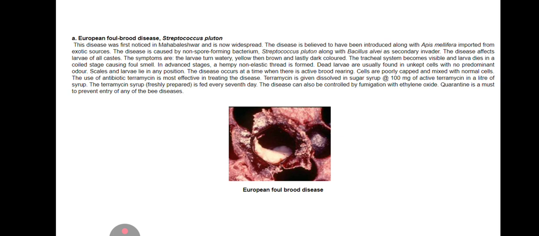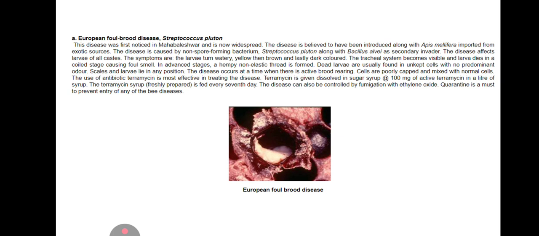Coming one by one, European foulbrood is caused by Streptococcus pluton. This was first noticed in Mahabaleshwar in Maharashtra, where it is suspected to have come from Apis mellifera, which was introduced or imported from an exotic source. The disease is caused by the non-spore forming bacteria Streptococcus pluton along with Bacillus alvei as a secondary invader. The disease affects larvae of all the castes.